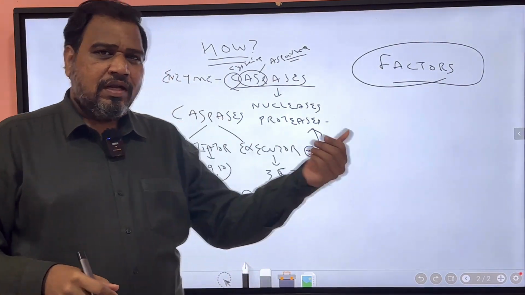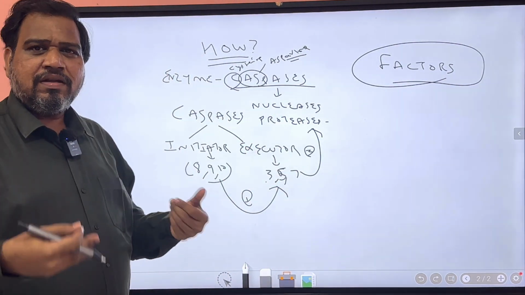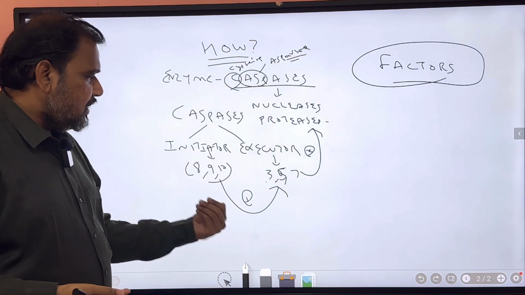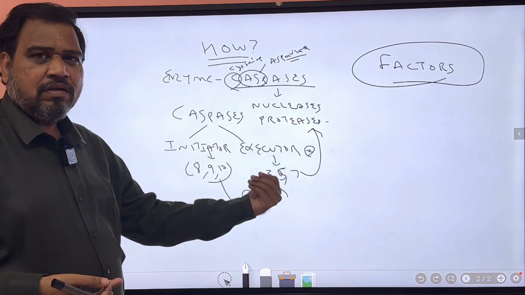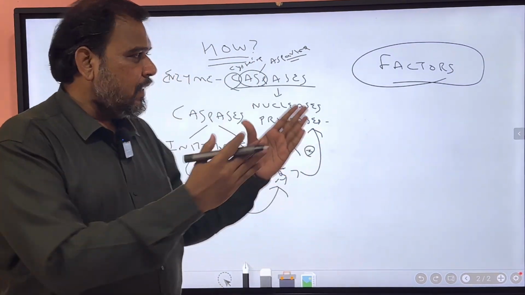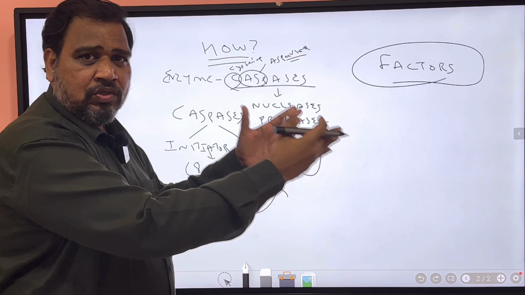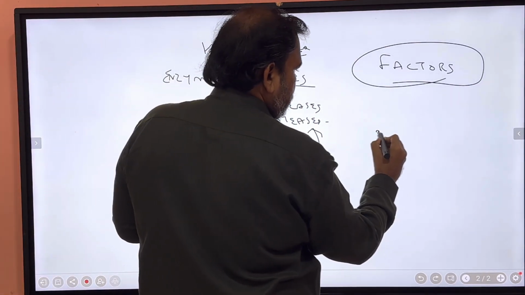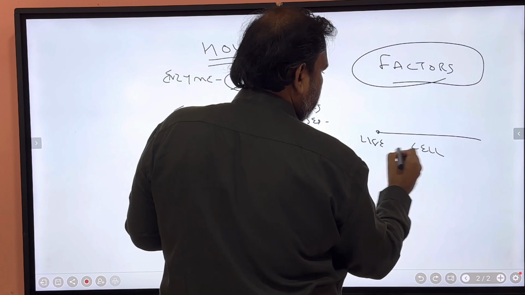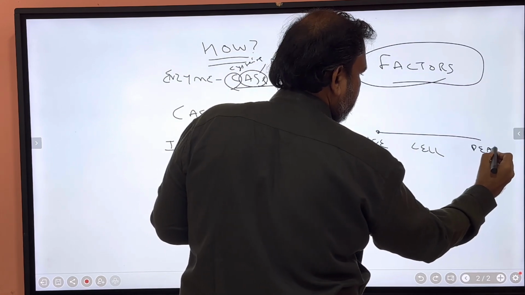Again, someone can ask me, sir, every cell will have caspase 8, 9, 10, and that will help in 3, 5, 7. Why then do all cells not undergo apoptosis? Yes, there is always a balance between life and death of a cell. So, this is a cell, this is life, this is death of a cell.